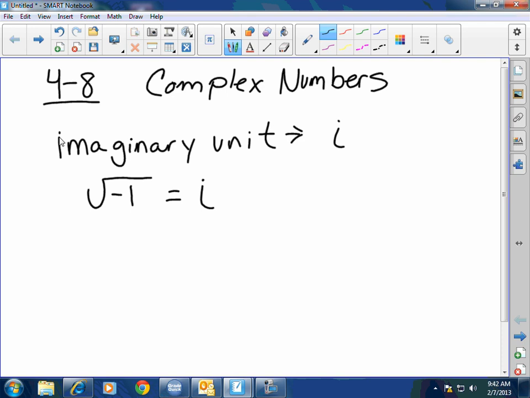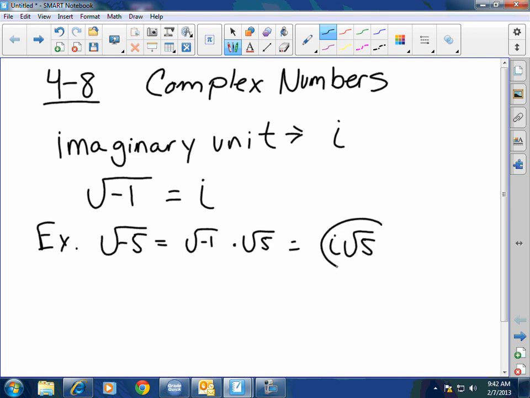So for example, if I want to find the square root of negative 5, what this really breaks down to, guys, is the square root of negative 1 times the square root of 5, which equals i times the square root of 5, and you're done. There is no perfect square for 5, but I can take that negative 1 inside of that radical and pull it out as an i. Does that make sense, guys?